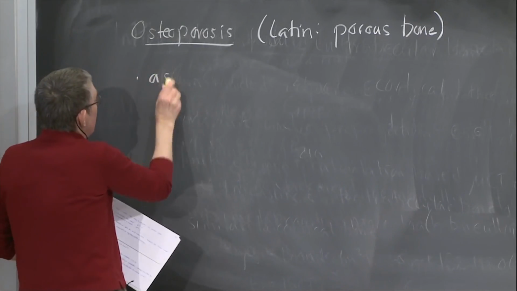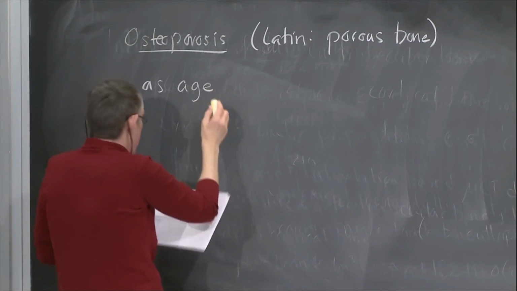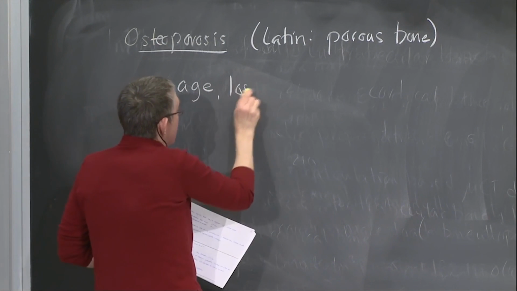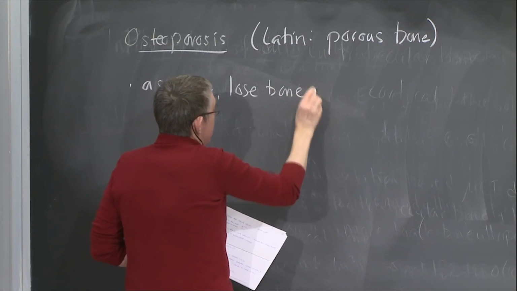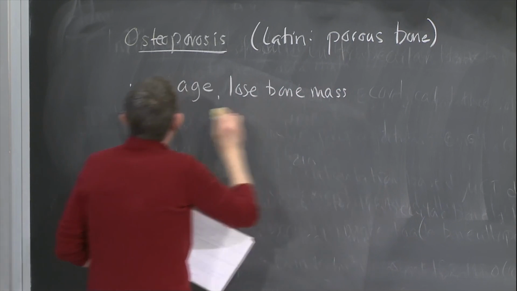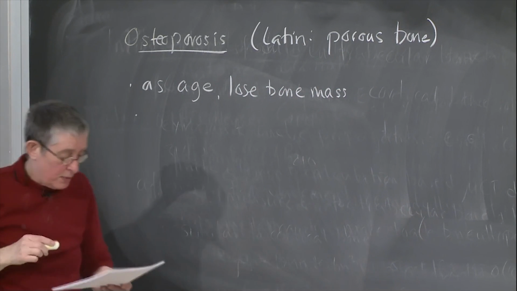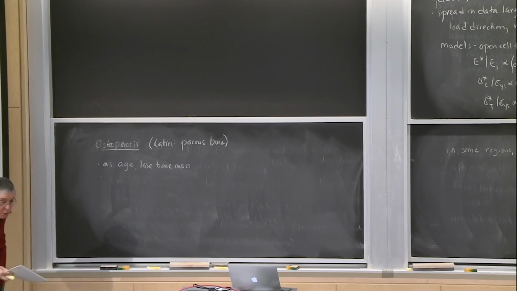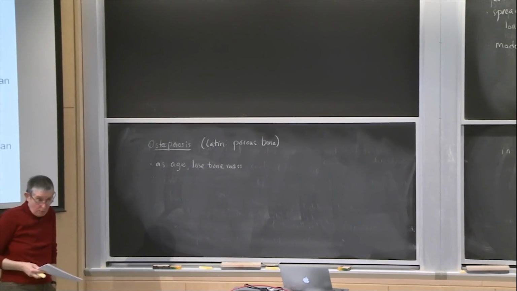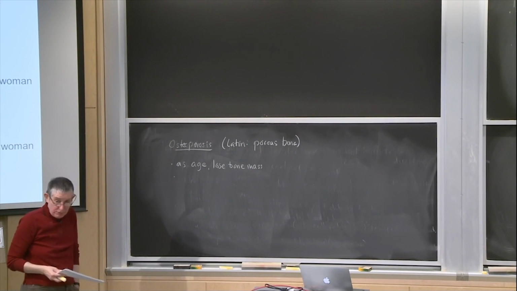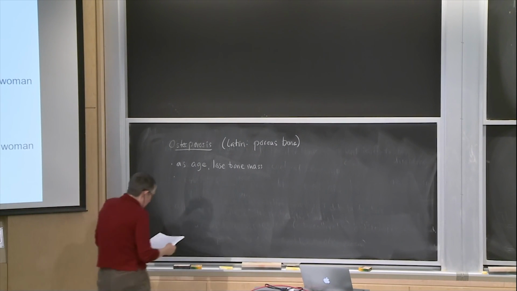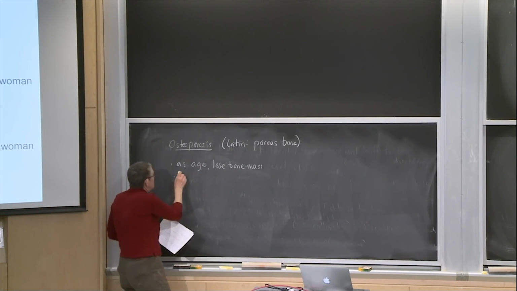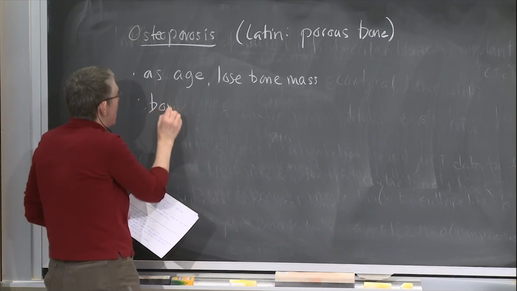So as people age, everybody loses bone mass. And happily for you, and not so happily for me, the bone mass peaks at about 25 years old. So you're probably either not at the peak or just barely at the peak. And then it decreases after that every year. I'm considerably older than you.